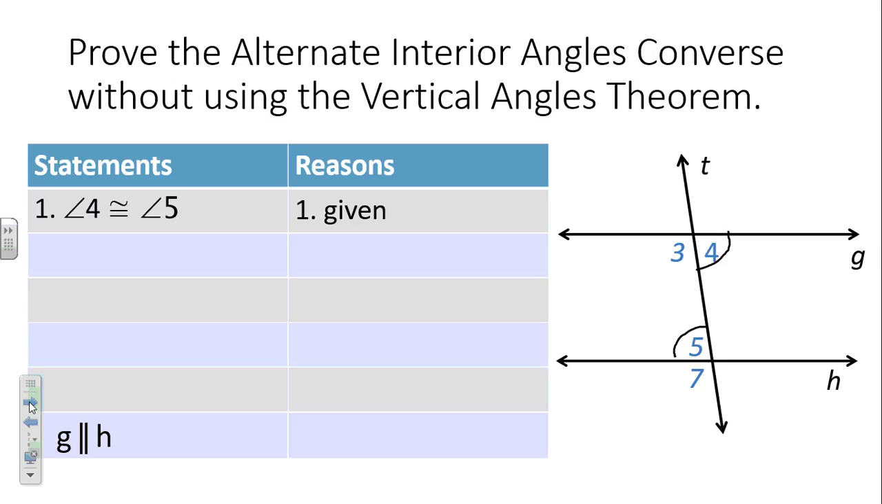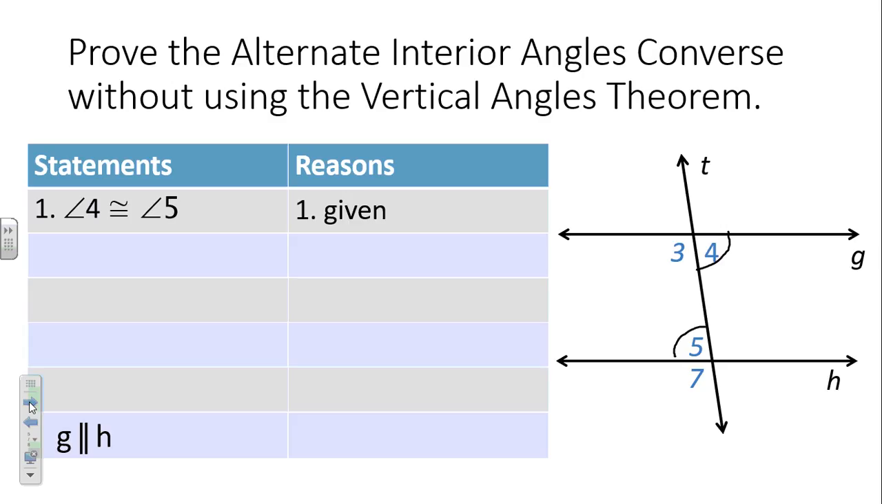So we think maybe 3 and 7 are as well, right? If we can prove 3 and 7 are, then we have corresponding angles congruent. 3 and 7 would be corresponding. 4 and 7, we don't have a special name for. We don't have a name for them, so we're not sure. Okay? But if we can get 3 and 7 congruent, then we can get the lines parallel. And then that means that we've proven alternate exterior angles converse. Or sorry, alternate interior angle converse. Okay? So where do you want to start?